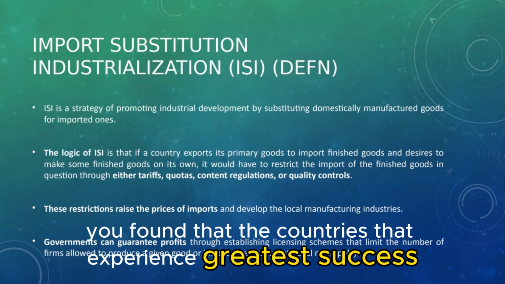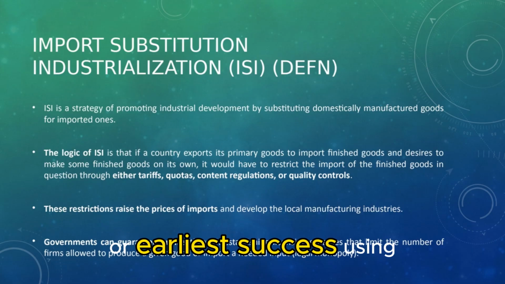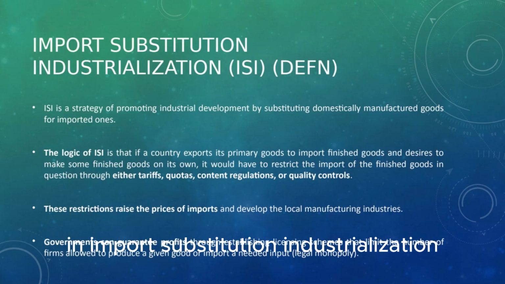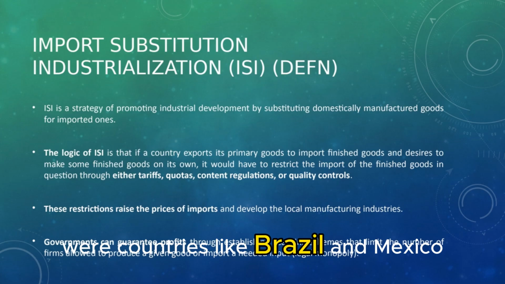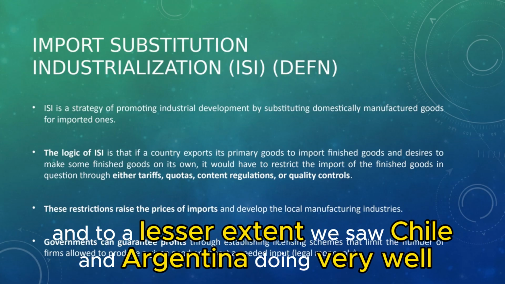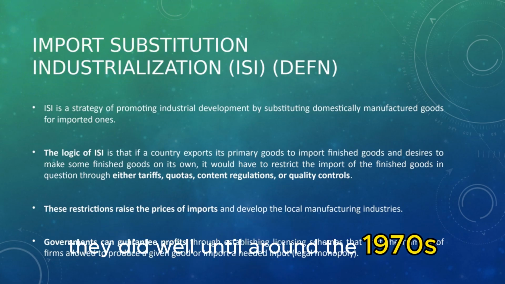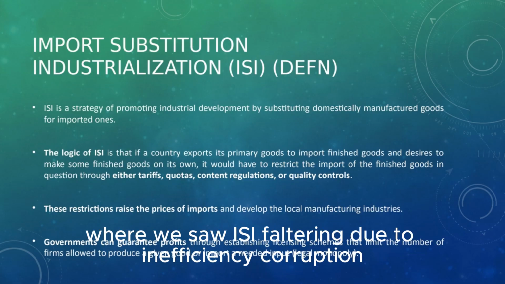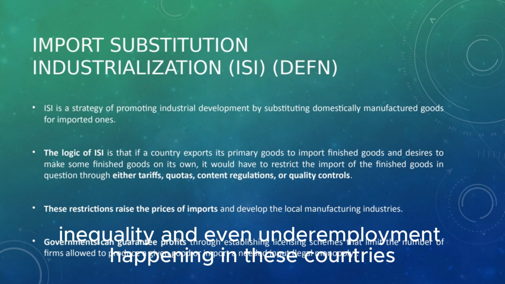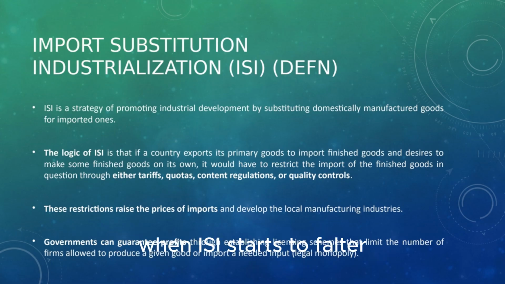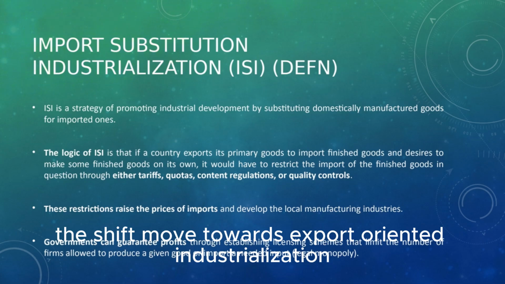You found that the countries that experienced greater or early success using import substitution industrialization were countries like Brazil and Mexico, and to a lesser extent we saw Chile and Argentina doing very well. Right? They did well until around the 1970s, where we saw ISI faltering due to inefficiency, corruption, weak exports, inequality, and even underemployment happening in these countries. When ISI starts to falter, the shift moved towards export-oriented industrialization.